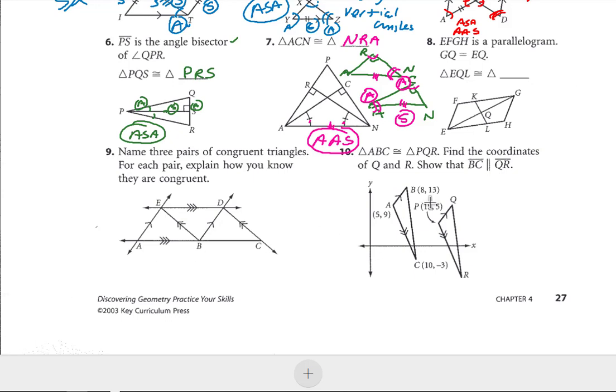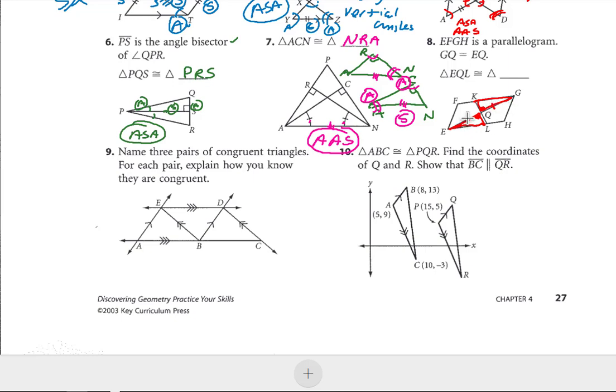Number 8 is a little bit confusing. EFGH is a parallelogram. Now, we haven't really studied parallelograms, but opposite sides are parallel, opposite sides are congruent. Opposite angles are congruent, and diagonals are going to bisect each other. So, for this one, this wants to show that EQL is congruent to GQK.